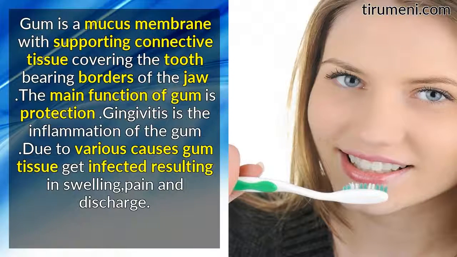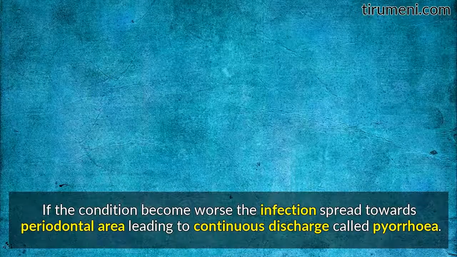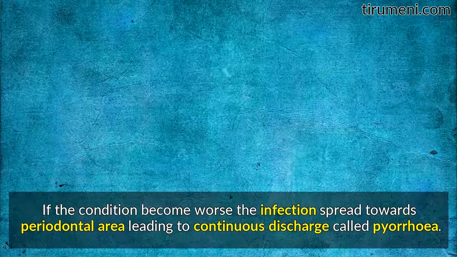Gingivitis. Gum is a mucous membrane with supporting connective tissue covering the tooth-bearing borders of the jaw. The main function of gum is protection. Gingivitis is the inflammation of the gum. Due to various causes, gum tissue gets infected, resulting in swelling, pain and discharge. If the condition becomes worse, the infection spreads towards the periodontal area, leading to continuous discharge called pyorrhea.